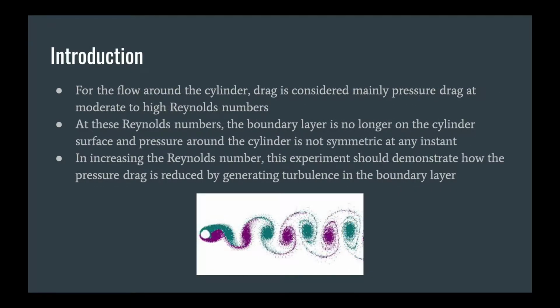Introduction. Some points to note before getting started are as follows. First, for flow around the cylinder, drag is considered mainly pressure drag at moderate to high Reynolds numbers. At these Reynolds numbers, the boundary layer is no longer on the cylinder, and pressure around the cylinder is not symmetric. Last, in increasing Reynolds numbers, this experiment should demonstrate how the pressure drag is reduced by generating turbulence on the boundary layer.